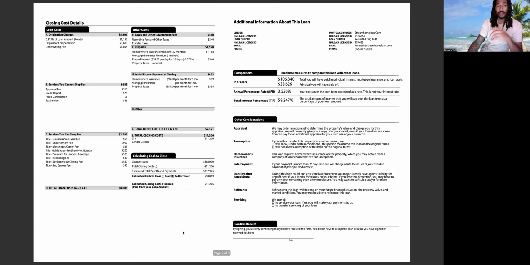Okay, so this is page 2 of the loan estimate. So once again, this is a refinance transaction.